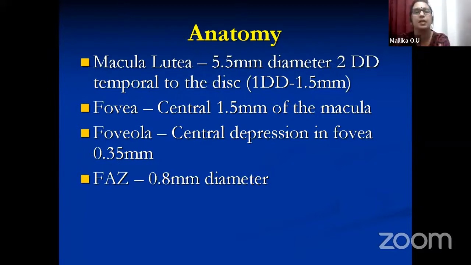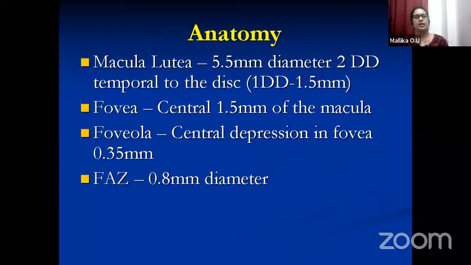In the gross anatomy, when you look at the fundus, we see the optic disc, the retinal blood vessels, the macula, and the other parts of the retina. So the macula is the most important area of the retina, which is responsible for our central visual acuity. It is about 2 disc diameter temporal to the optic disc. So 1 disc diameter means 1.5 millimeter in size. And the center part of the macula is called the fovea, which corresponds to about central 1.5 millimeter, that is 1 disc diameter of the macula.